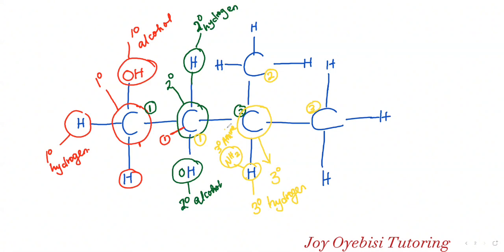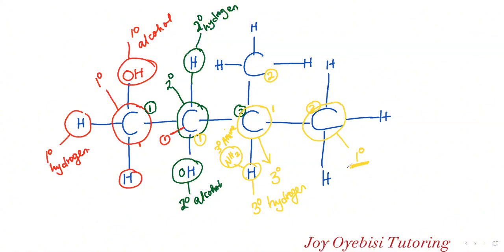And finally, this one here is only connected to 1, so that is primary. Okay, so that is how you can identify a primary carbon, a secondary carbon, and a tertiary carbon.